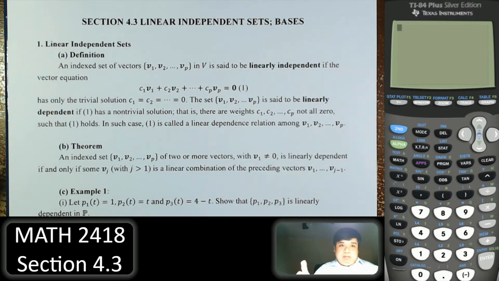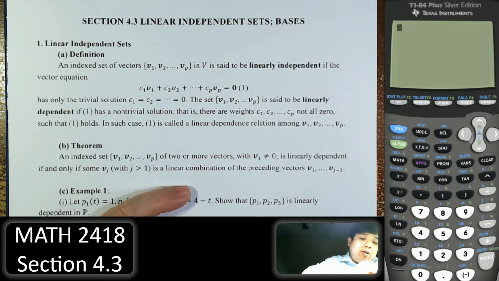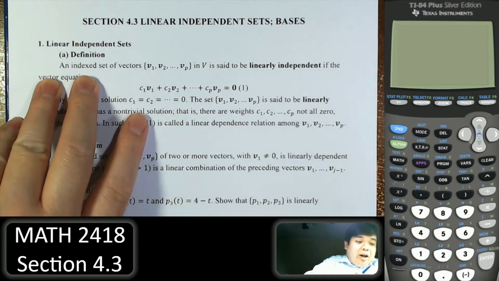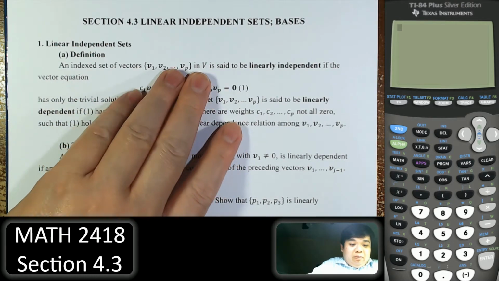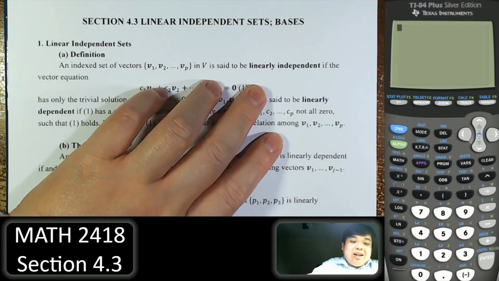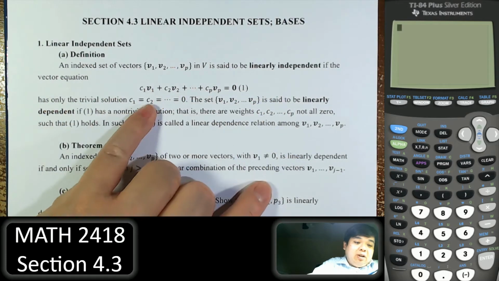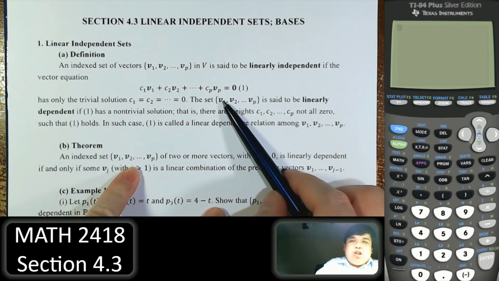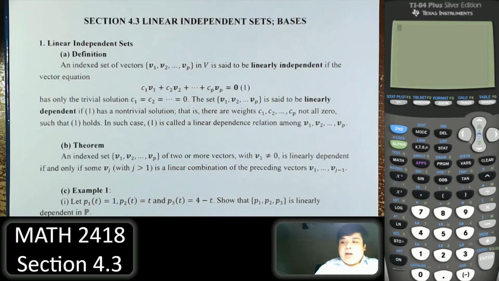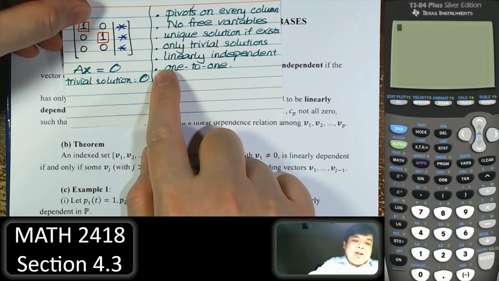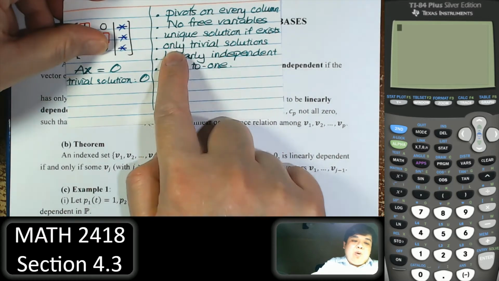Hi everybody, welcome to another video in linear algebra, section 4.3, linearly independent sets and bases. Well, we already learned about linear independence. Let's review. An indexed set from v1 to vp in a vector space V is said to be linearly independent if the equation, which is a homogeneous equation by the way, has only the trivial solution. Okay, linearly independent, only the trivial solution.